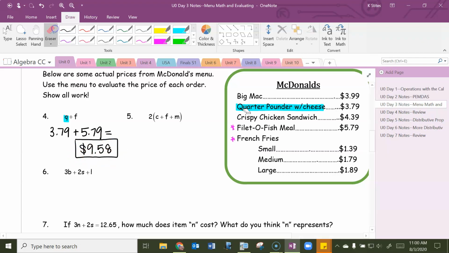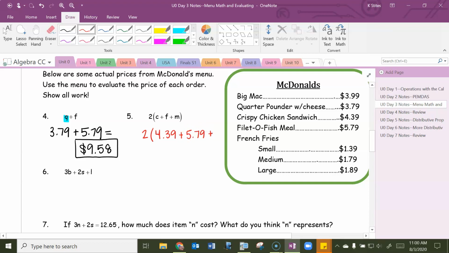All right, let's look at this next one. This is kind of like one of those value meals again. We're getting C, F, and M, all of those, and maybe 2 people are getting them. So C, what do you think that is? I'm going with crispy chicken. F, we just talked about what F meant. F is our Filet-O-Fish.